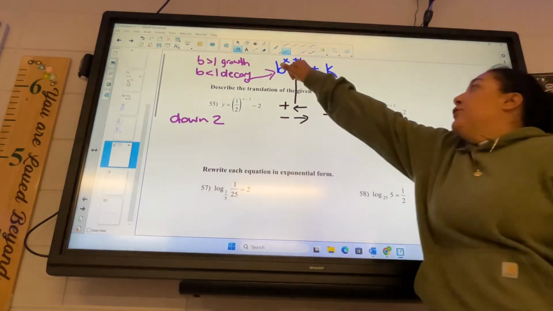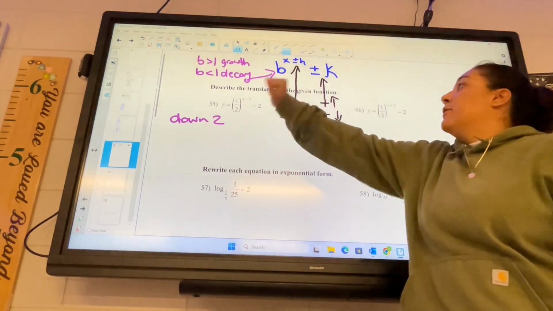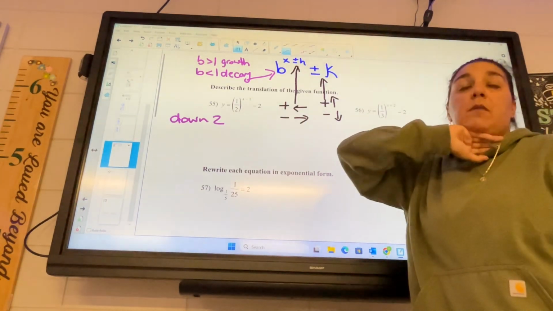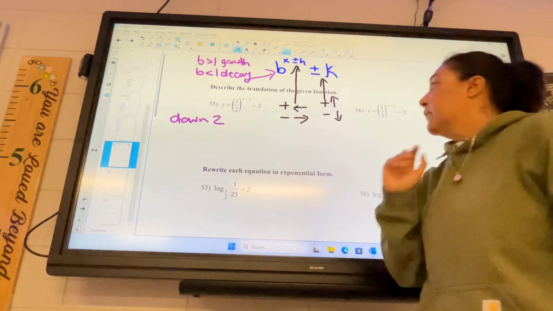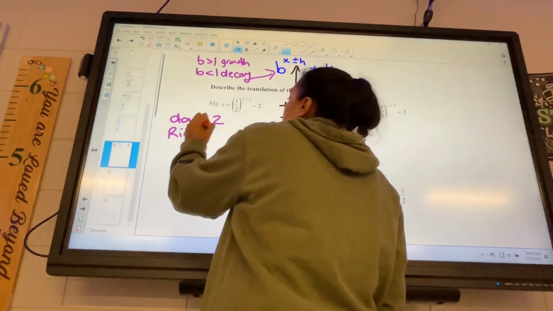Okay, what is my H value? What's next to the X? That's a baby number. Negative 1. Negative 1. So is that a minus or a plus? Minus. Minus, so we're going to go left or right? Right. To the right, how many? 1. 1, because it has a 1 there. So right, 1.